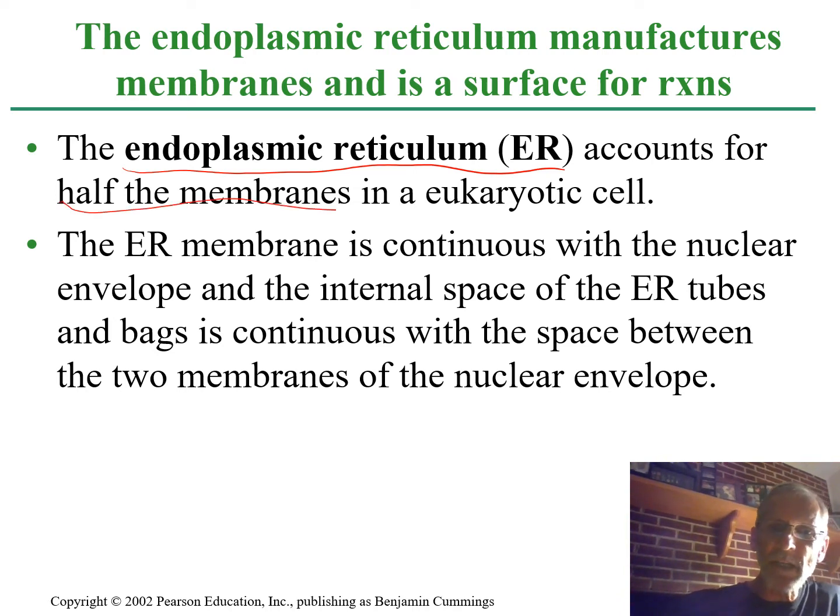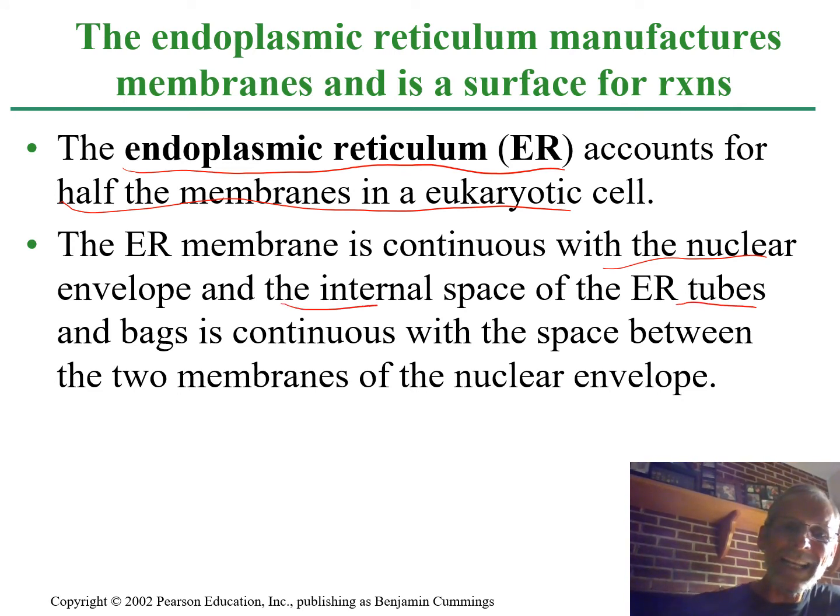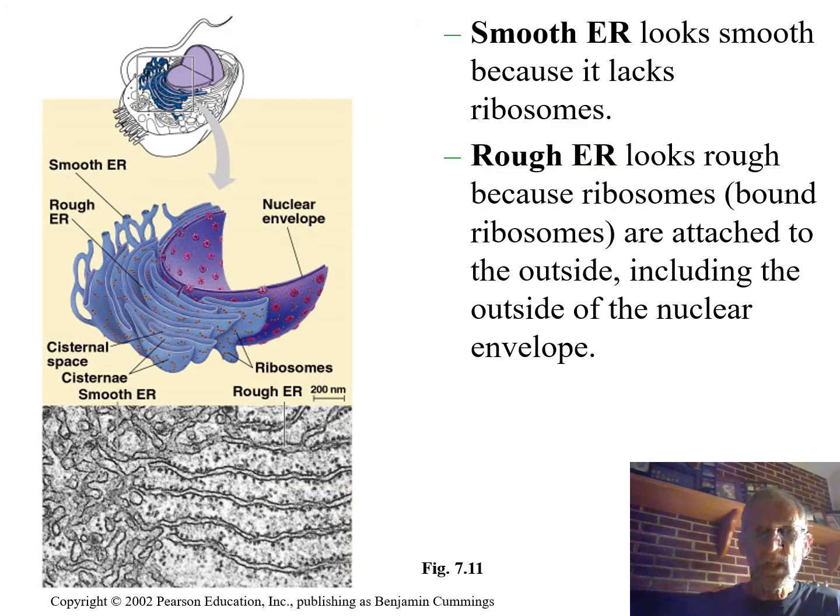It accounts for half the membranes of a eukaryotic cell, right? It's continuous with the nuclear membrane, and it's actually like a bunch of bags and tubes that have an inside and an outside, as we'll see. So here's some diagram, right? You can see in a couple places here, especially if you enlarge this, that the outer nuclear membrane is actually continuous with this endoplasmic reticulum membrane.